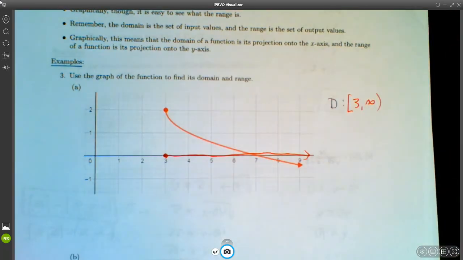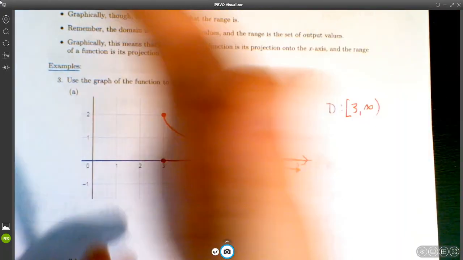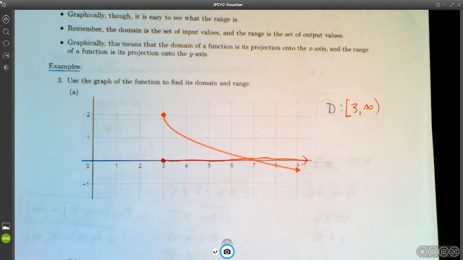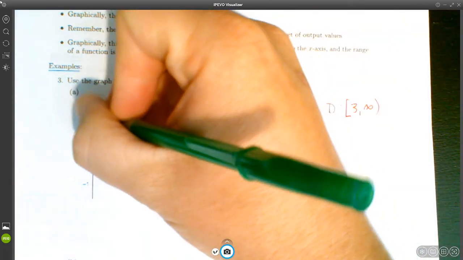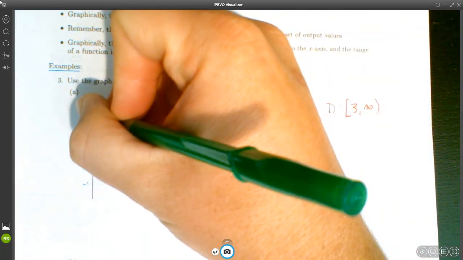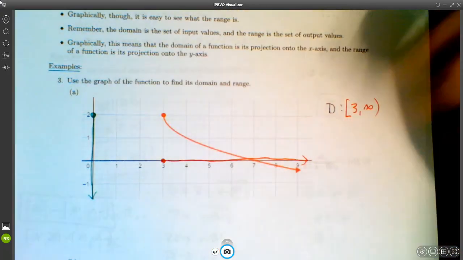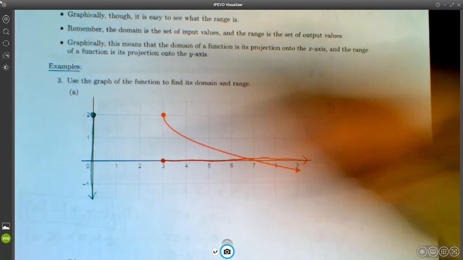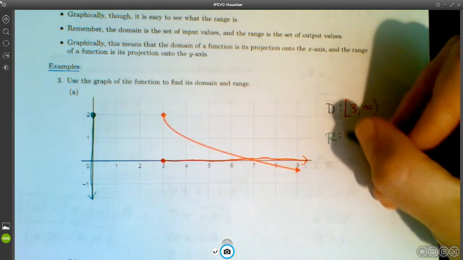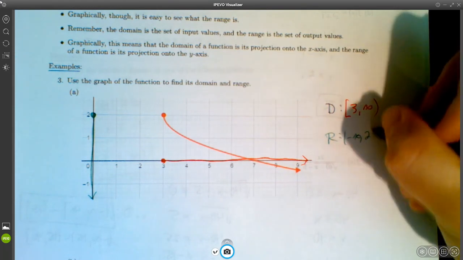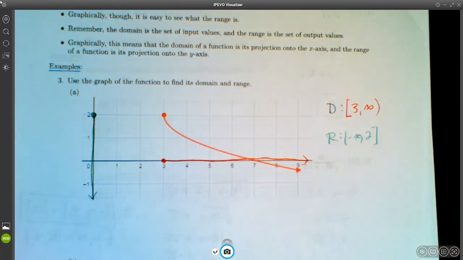The range, on the other hand, is the projection onto the y-axis. So that's if I take this graph and I squish it onto the y-axis, which values get covered up? And that would be everything from 2 down. Right? That would be the range. So the range is everything from negative infinity up to 2. All right. So that's how we find domain and range when you're given a graph.